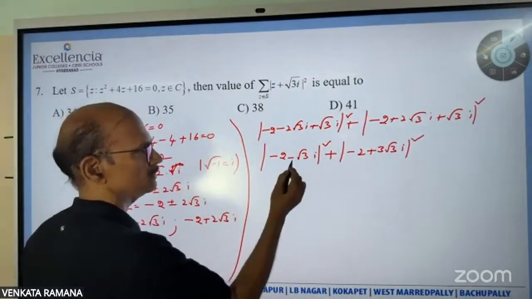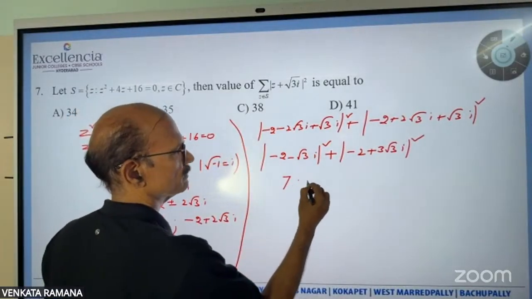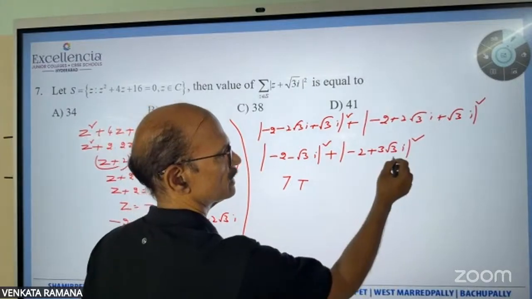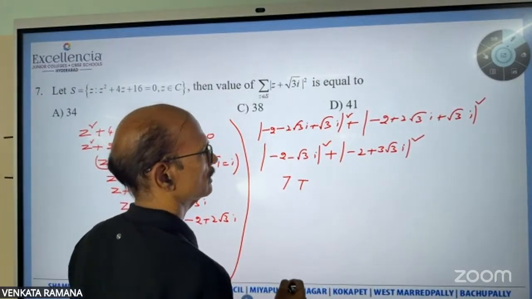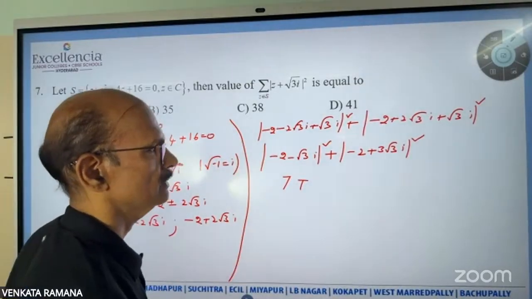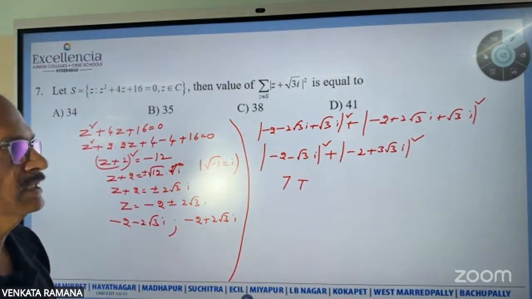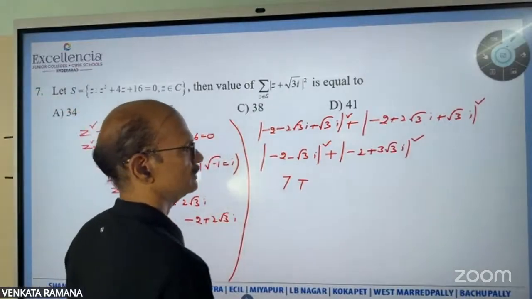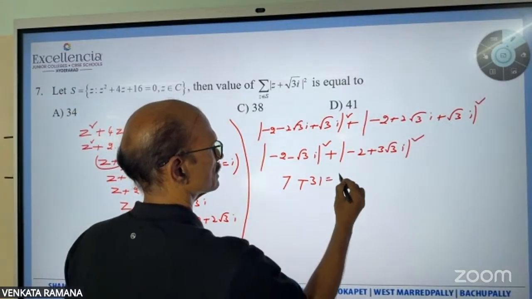So it is equal to 3 plus 4. This is equal to 7 plus 9, 27. 27 plus 4, so it is equal to 31. So the answer is 38.